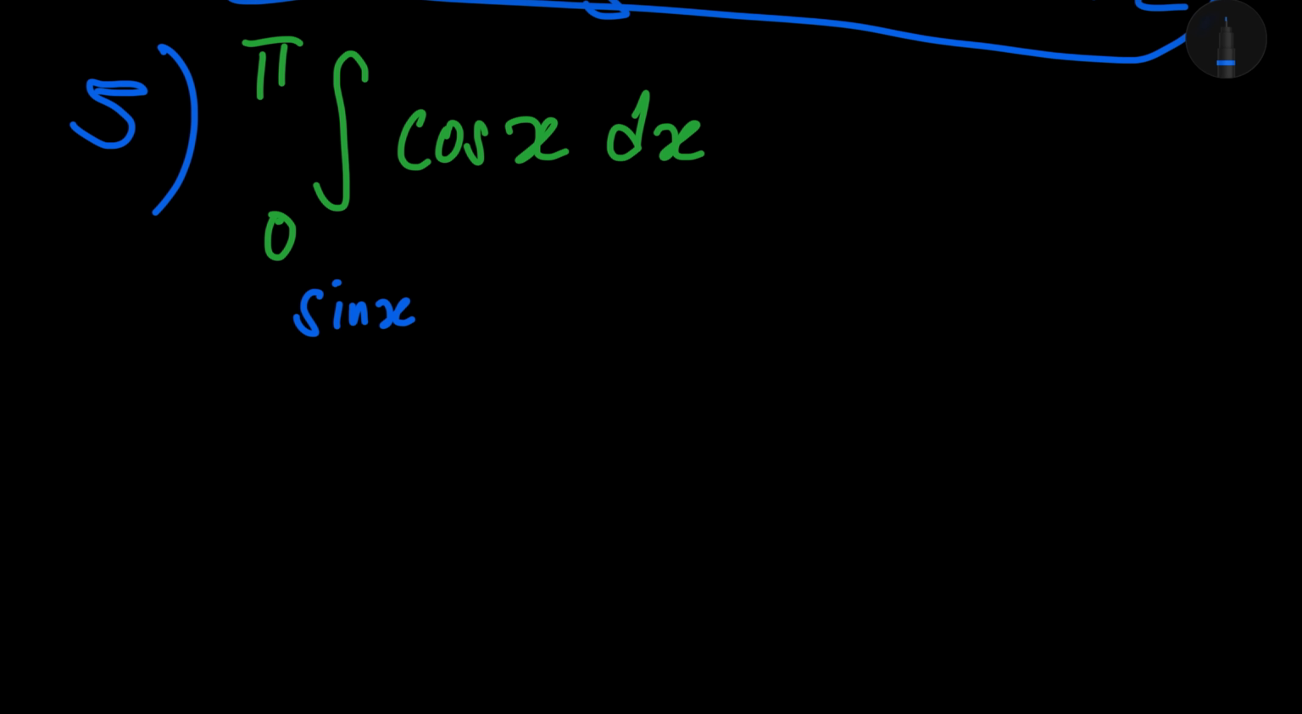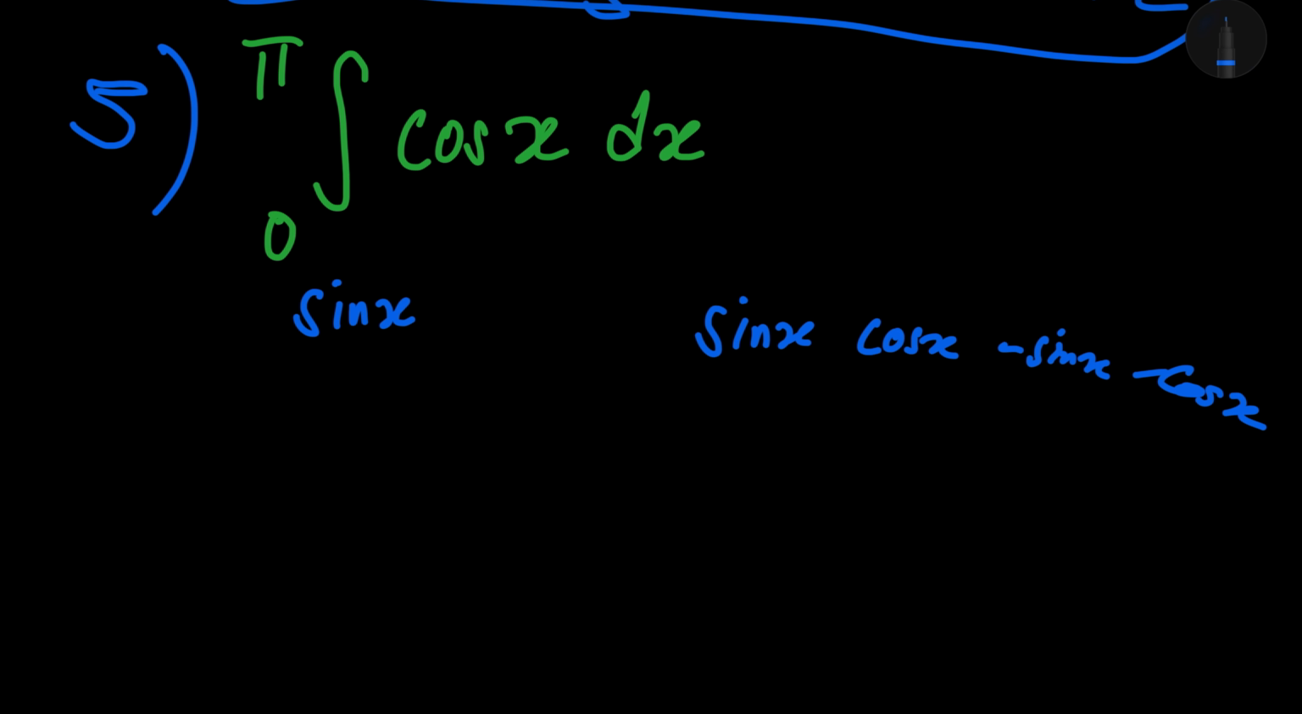Be sure to not be confused about your trig identities, because the derivative of sine x is cosine x, and the derivative of cosine x is negative sine x. But the integral of cosine x is sine x, because we move backwards. So it sort of goes like this: sine x, cosine x, negative sine x, negative cosine x.